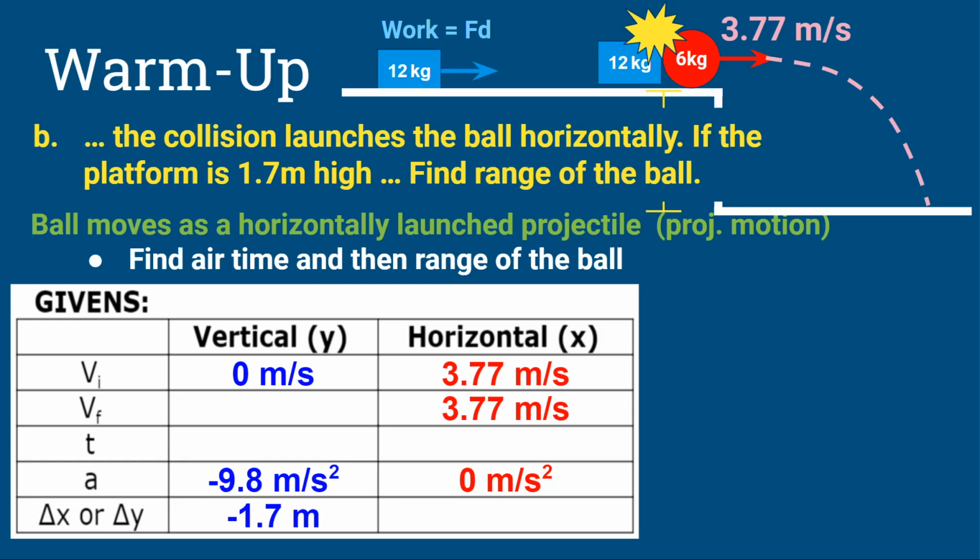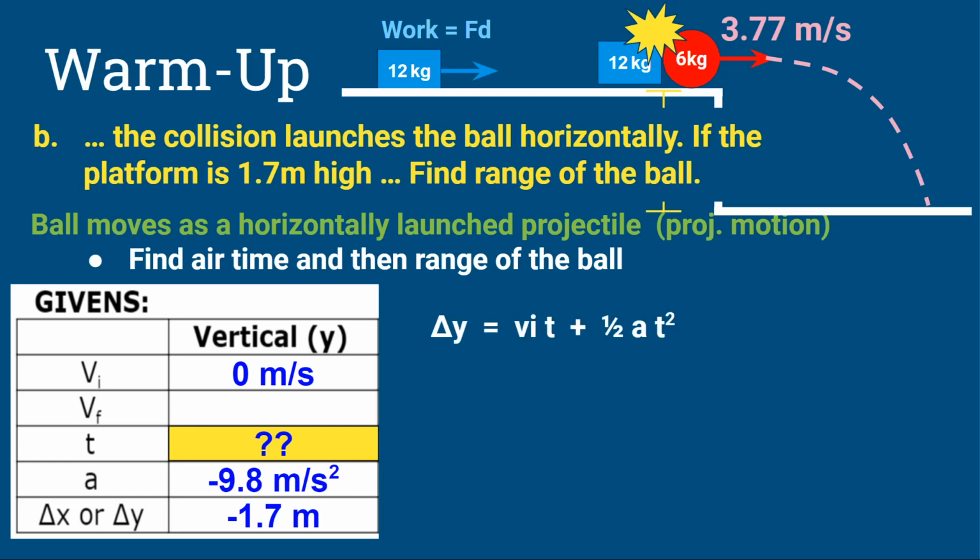Ultimately, we're trying to find range, which is going to be our horizontal displacement here. However, we cannot solve for that without first finding time. And so we're going to find the time that the ball is in the air. We're going to find that using the vertical data, and then we'll take that time and plug it in with our horizontal data.